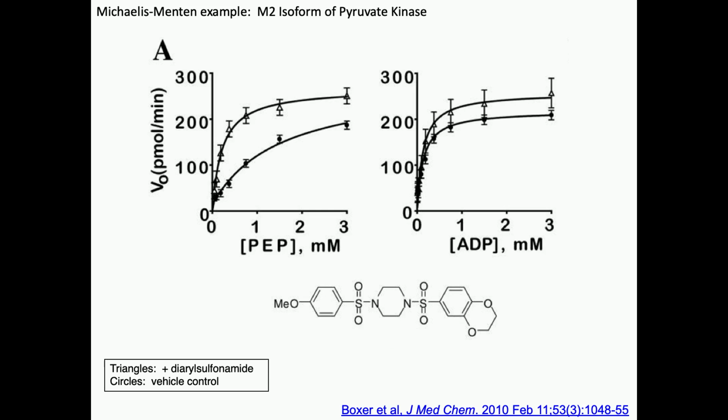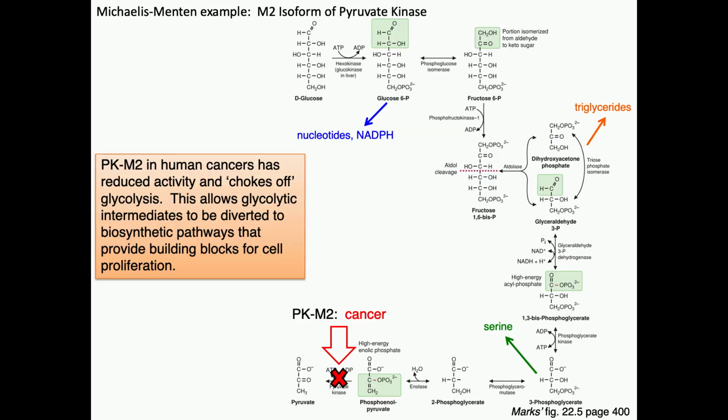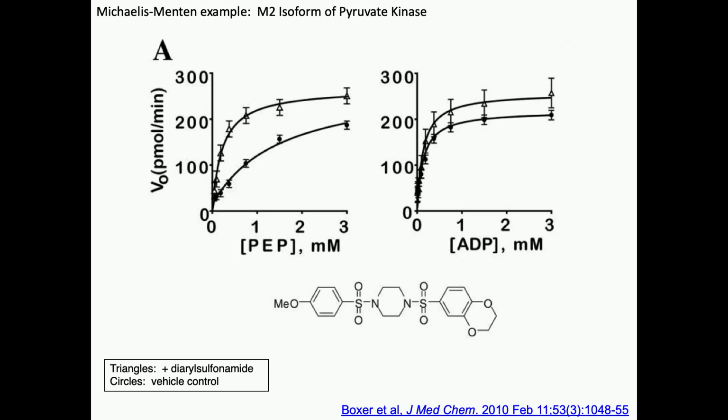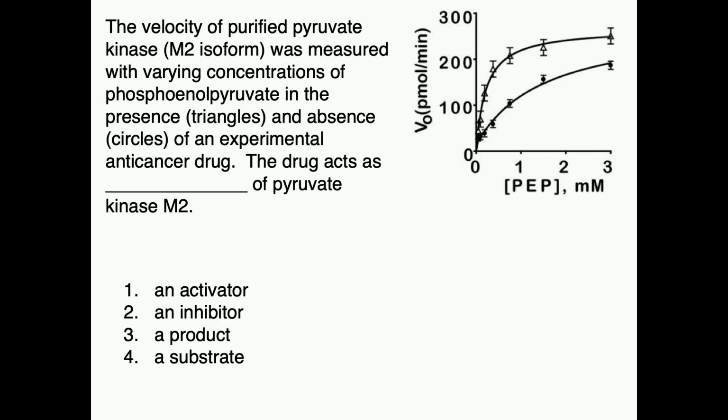Okay, so that approach has been tried here. So this is a diaryl sulfonamide drug that is one idea for targeting pyruvate kinase M2 for cancer treatments, and to try to ameliorate this block and have glycolysis going to glycolysis, not glycolysis going to anabolic processes. Okay, and I guess we have time here. Why don't we answer a couple of questions?